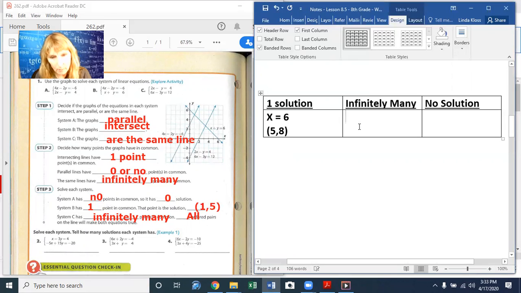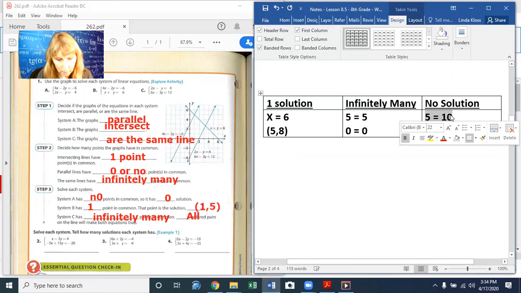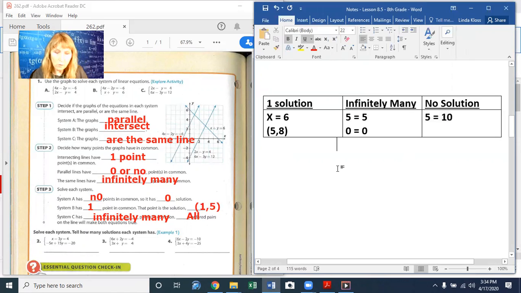If we have infinitely many solutions, we'll get something like 5 equals 5 in an equation. Or in a system of equations, we'll probably end up getting 0 equals 0. Oops. Why does that go where it doesn't want to go? 0 equals 0. And if we have no solutions, we're going to get a false statement like 5 equals 10, correct? Exactly. Okay? So that's how we know algebraically what solution number we have. Just wanted to bring that up.